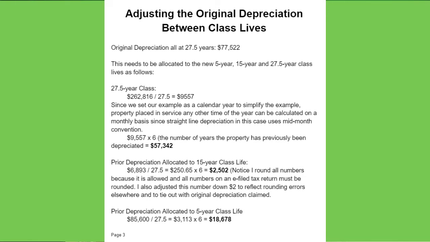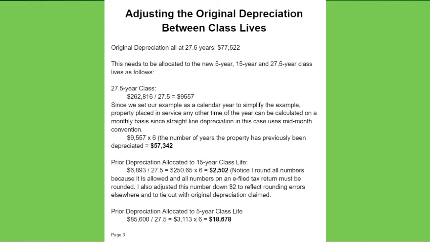And then for the 5-year depreciation, you take the $85,600, divide that by the 27 and a half years of the class life, and that comes up with $3,113, but times 6 years, $18,678. What you need to do is add this on your tax return in 2 new lines.